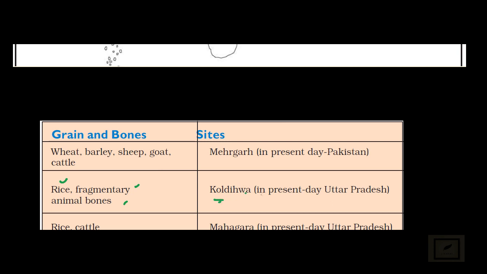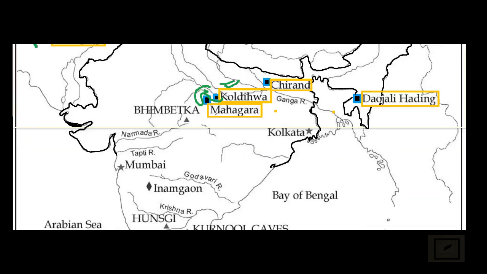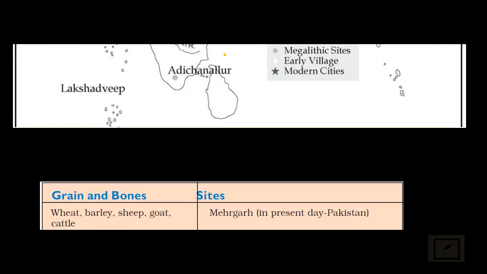It is a place found in Uttar Pradesh. Similarly, Mahagarh is a place where we have found rice and cattle. Now Mahagarh is just nearby to Koldihwa, again in the same belt of Madhya Pradesh. Here we have also found certain clay things where the hoof marks of cattle are found.